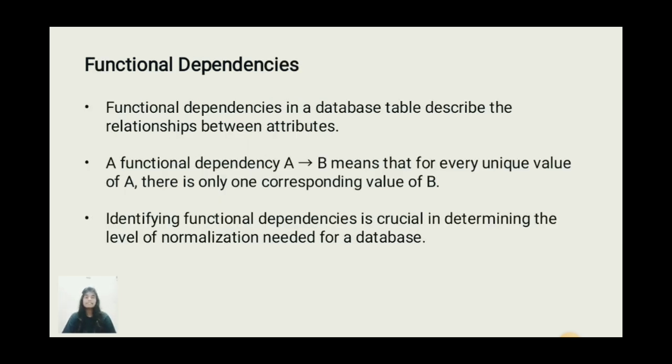Functional dependencies. Functional dependencies in a database table describe the relationship between attributes. A functional dependency A to B means that for every unique value of A, there is only one corresponding value of B. Identifying functional dependencies is crucial in determining the level of normalization needed for a database.